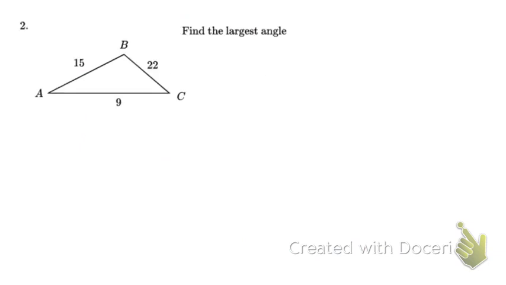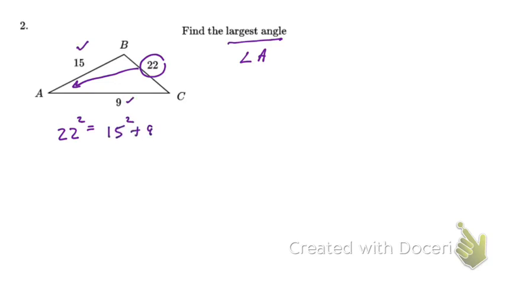Same directions, find the largest angle, so we know that has to be opposite the largest side. Well, that means that would be angle A. So we are going to be finding angle A in this problem. So we take that 22 that's opposite angle A and we put it over there by itself. Then we use the other two sides, the 15 and the 9. It doesn't matter how you put them in. 9 squared plus 15 squared, or 15 squared plus 9 squared, minus 2 times that 15 and that 9 times the cosine of angle A.